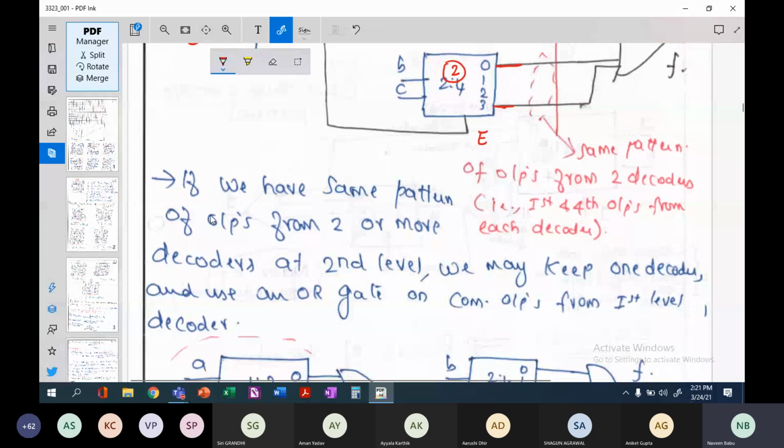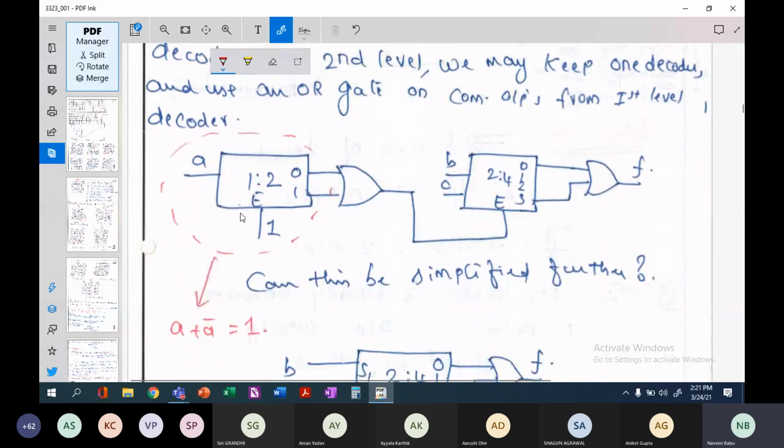So maybe let me read this. If we have same pattern of outputs from two or more decoders at second level, we may keep one decoder and use an OR gate on complementary outputs from first level decoders. Okay, so you can see here that A is the output and this is an OR gate here, and enable signal is always 1. So whether it is 0 or when it is 1 here, right? So when it is 0, obviously this line will be high. Okay, and then again the first line will be selected and still the function will work.